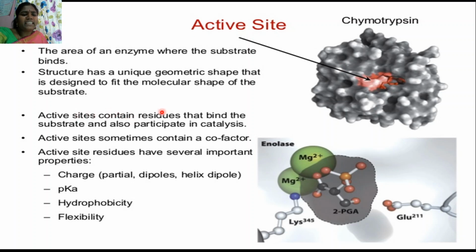Active sites contain residues that bind the substrate and also participate in catalysis. Active sites sometimes contain a cofactor, and the active site residues have several important properties, such as charges, a dissociation constant, that is called pKa, and hydrophobicity and flexibility.